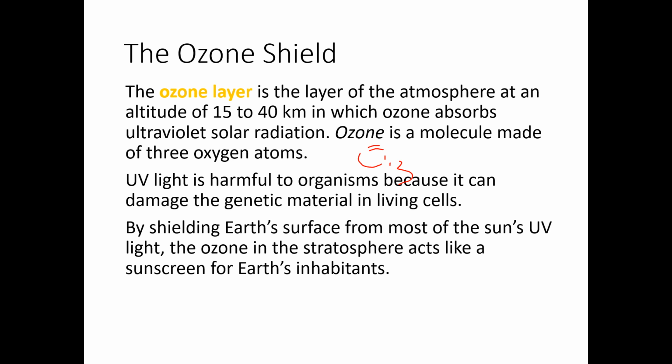The reason we want the ozone layer to absorb the ultraviolet radiation is because UV light is harmful to organisms. Specifically, it damages the genetic material in living cells. So if we could block out some of this UV light, again, it acts like sunscreen. And it's located in the stratosphere, the layer of the atmosphere where the ozone layer is.